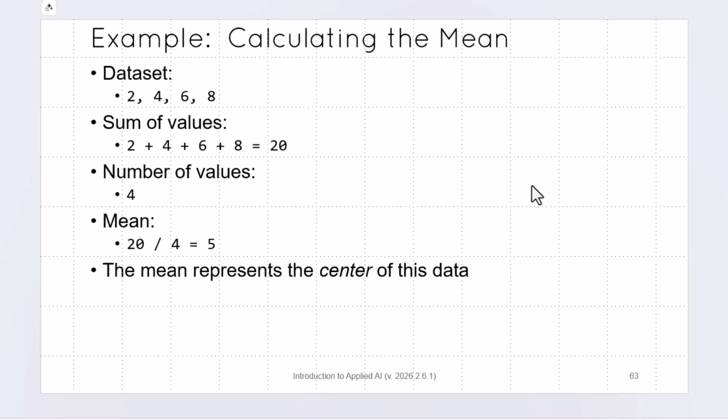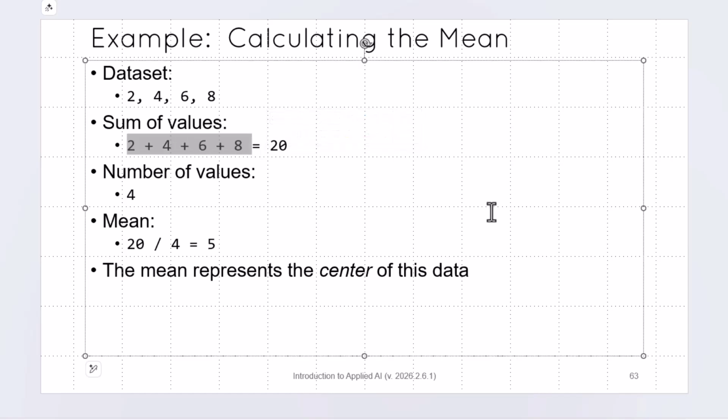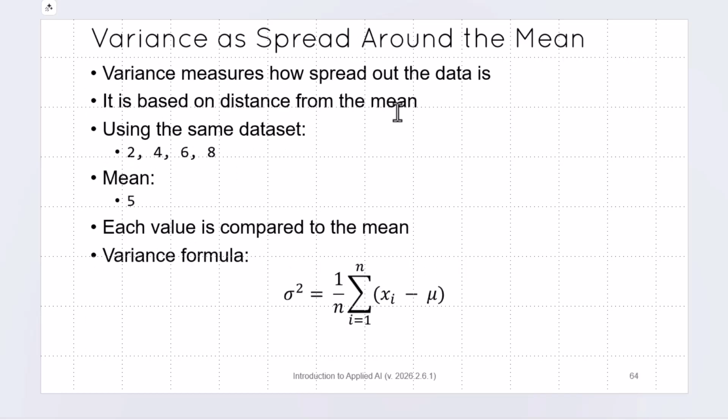So as an example, if we have the data set 2, 4, 6, 8, we would just sum the values. That's the loop. Then the number of values is 4. That's our value of n. The total sum divided by the number of values gives us 5. So that mean is the center of the data.